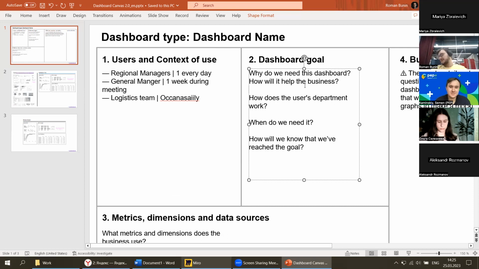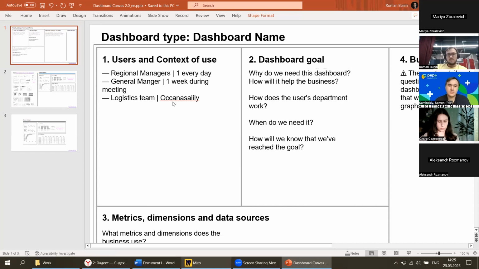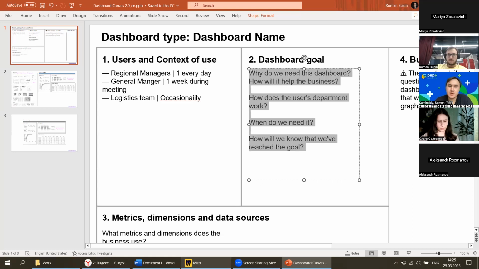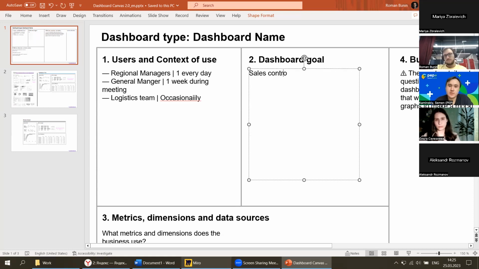How would you describe the main dashboard goal? Let's try to make it coherent and understand what we need. The main idea is not to place every question that a business user could have, but the general state. I think the general goal of this dashboard is the control of sales, sell-out trends, etc., and control of the service level of delivery.